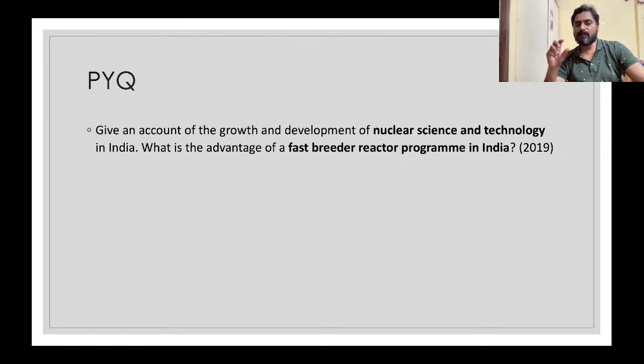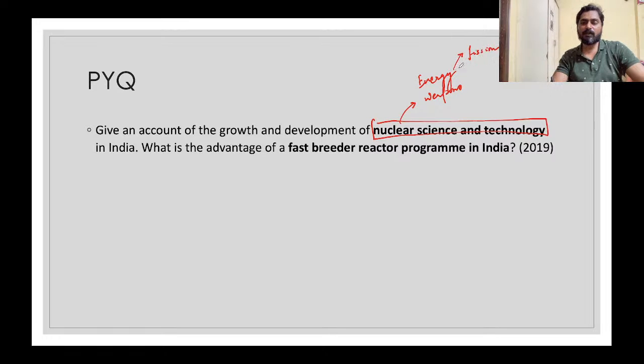And when you see the first part here, give an account of the growth and development of nuclear science and technology in India. Now this topic, nuclear science and technology, is a very, very broad term. It is not only energy. So here you have to talk about, yes, energy, but also about weapons. In energy you have to talk about fission energy, and fusion also. In weapons you have to talk about fission type of weapon and fusion type of weapon.